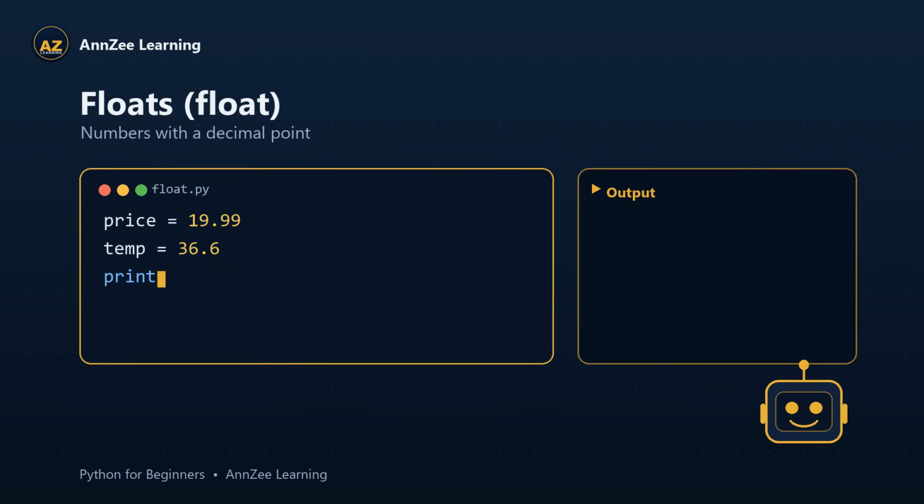Next, floats. A float is a number with a decimal point. Perfect for prices, like 19.99, or measurements, like a temperature of 36.6. The decimal point is what makes it a float.